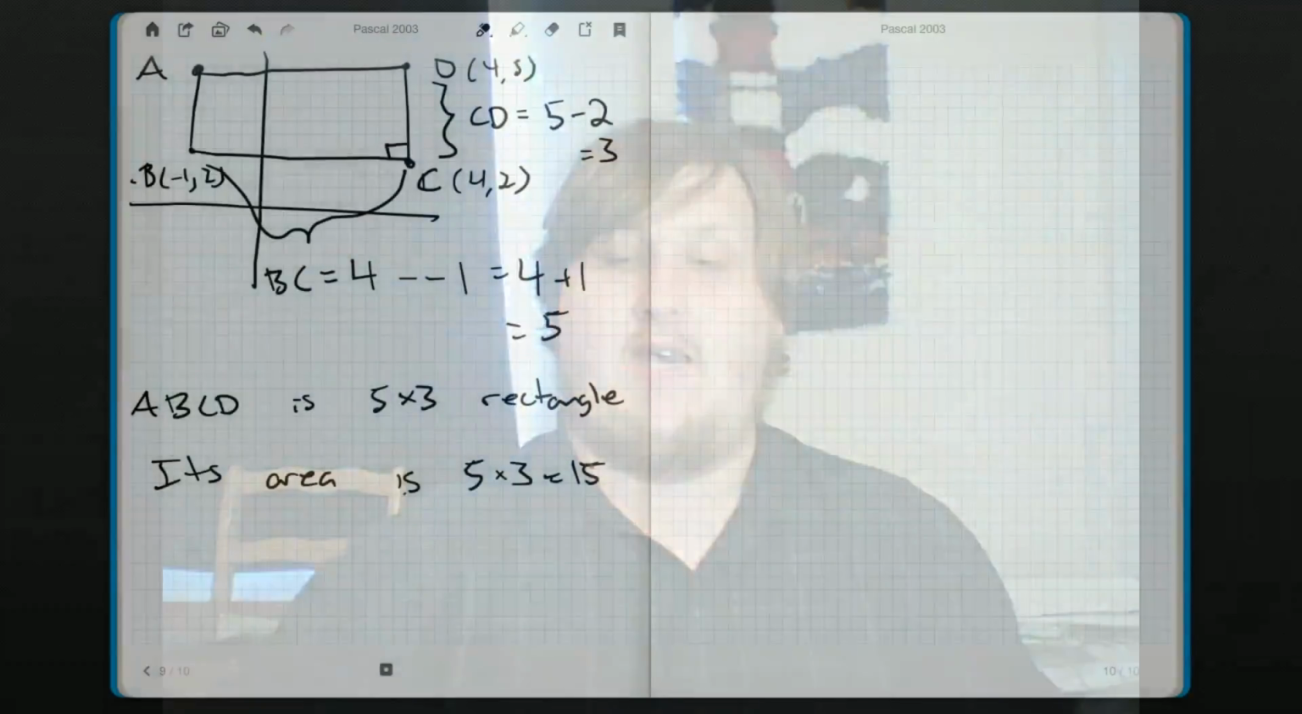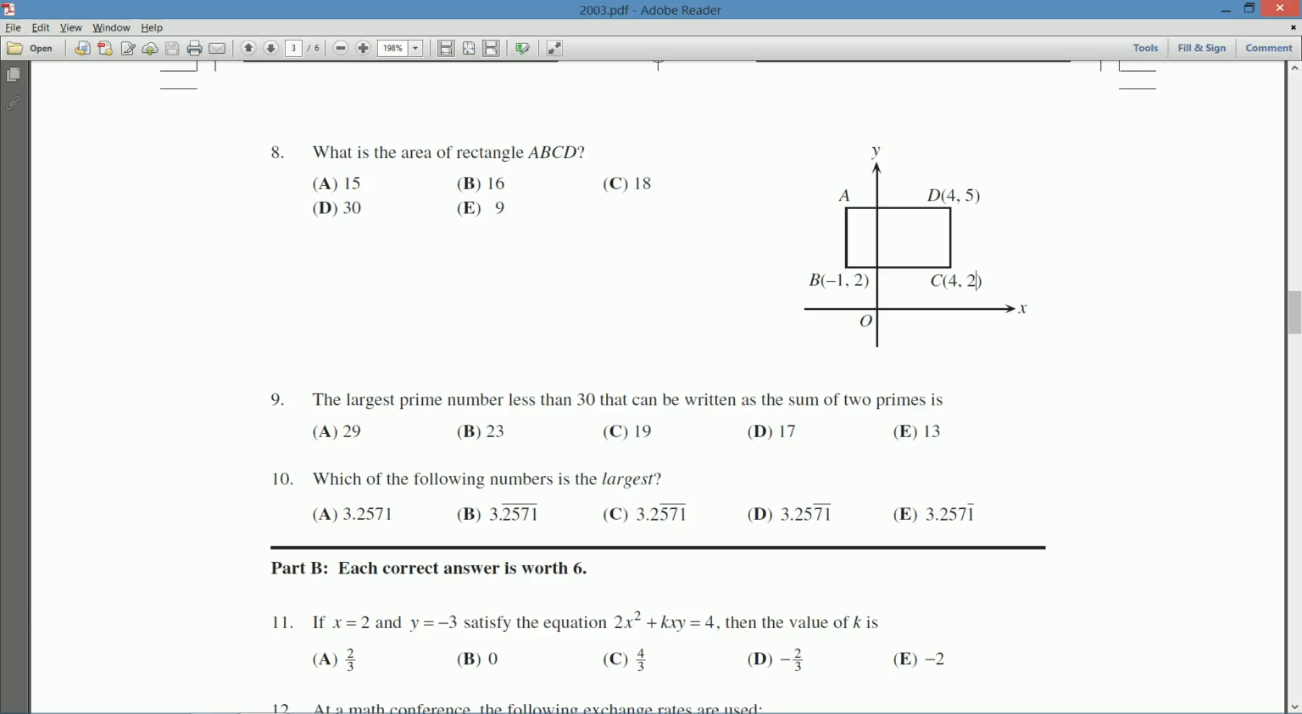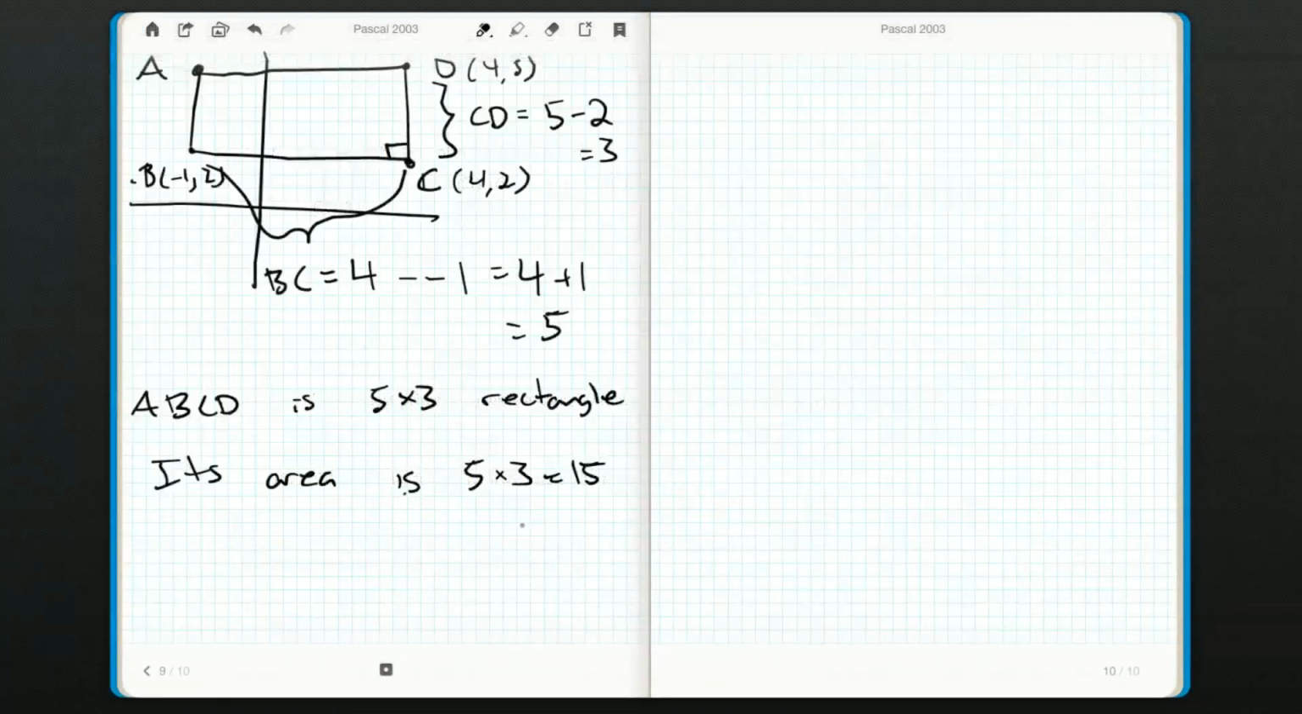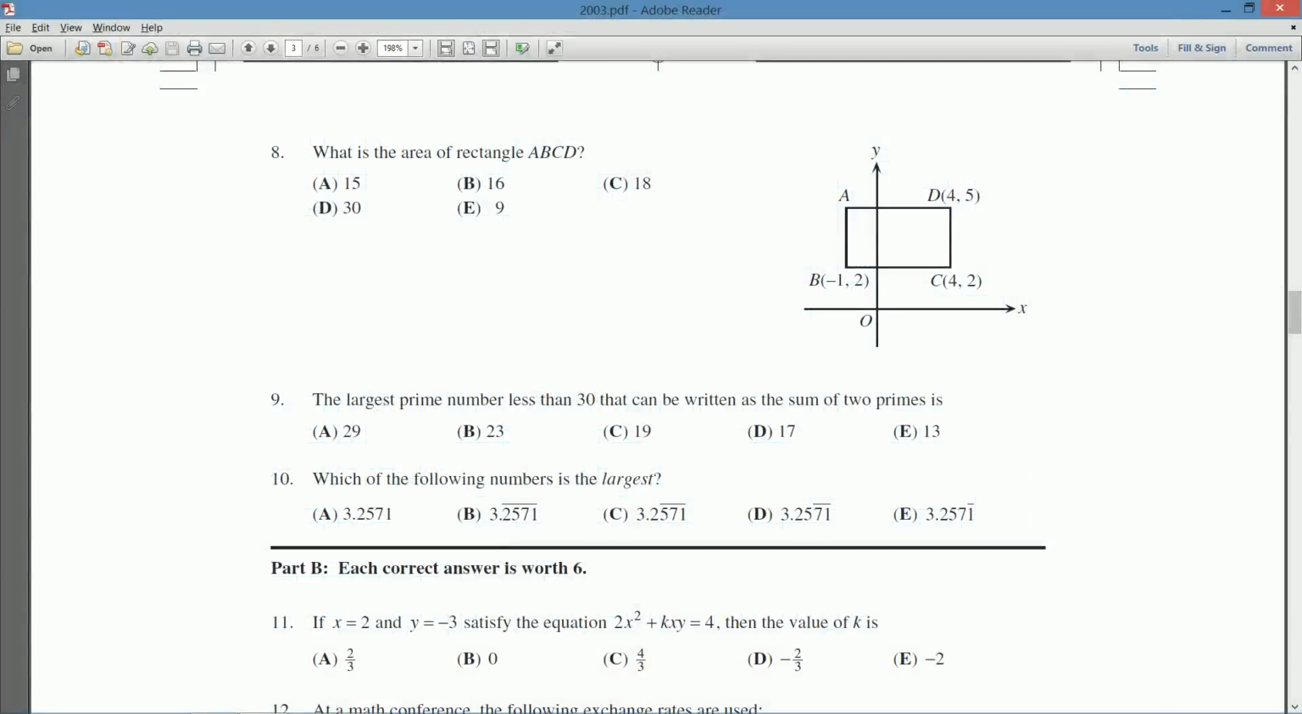Okay. 15. Where is 15 on our answers? Ah, it's the first one. So we're going to go with A. All right. Not a bad little question. In fact, it's shaping up to be not a bad little contest.